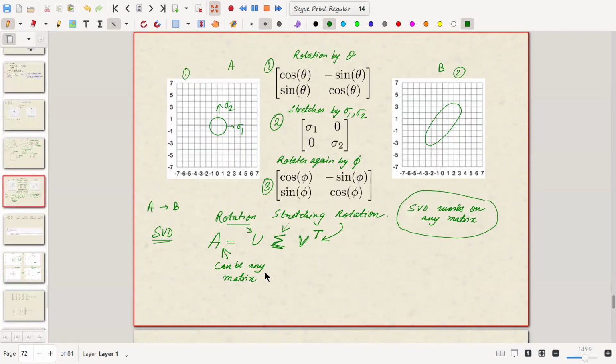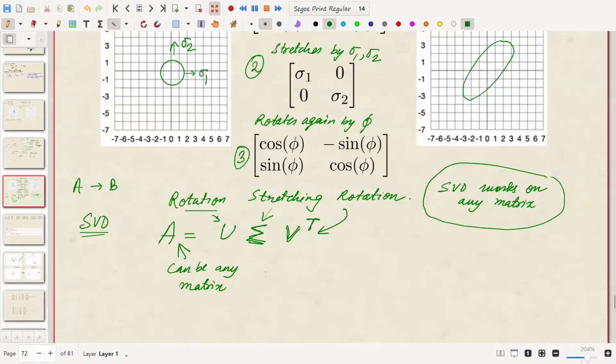I have told you, this is exactly what SVD does. What does SVD do? Singular value decomposition. Given a matrix A, any matrix, it can be a rectangular matrix, a square matrix, any matrix, it will decompose the matrix A into a product of three matrices. The first is an orthogonal matrix, that is U, which is a rotation.